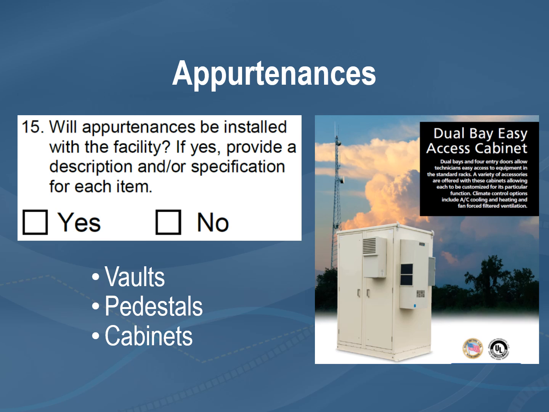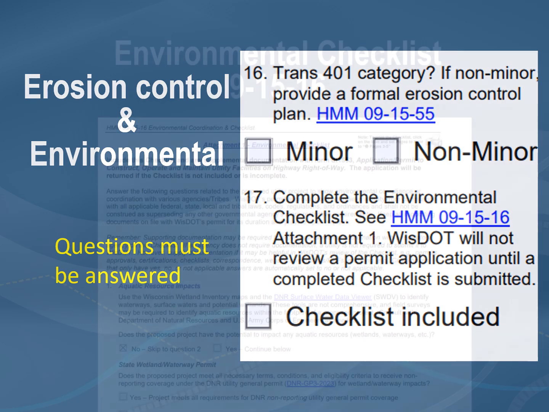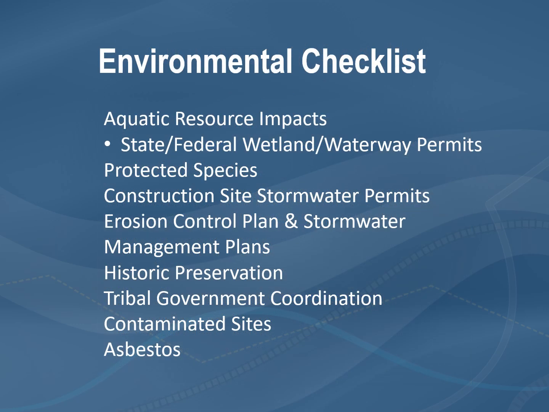If you have any appurtenances that will be installed with your project, check yes, and then just give us the details in your permit application. Also, we'll have an erosion control checkbox and an environmental checklist. This checklist is nothing different than you would go through on any other project. We just have it condensed into a 3-page form for you to check some boxes. Let us know that you looked at these different things. The environmental checklist covers things like aquatic resources, erosion control plans, historic preservation, tribal government coordination, contaminated sites, things like that. Things you would normally check anyway.